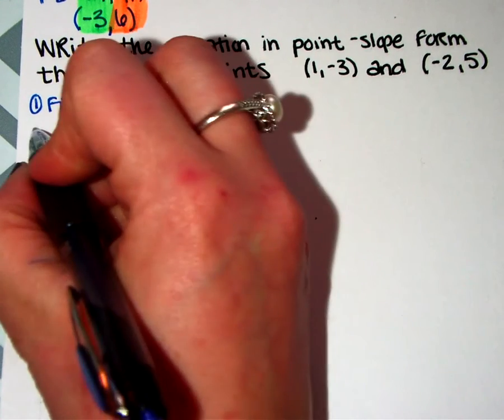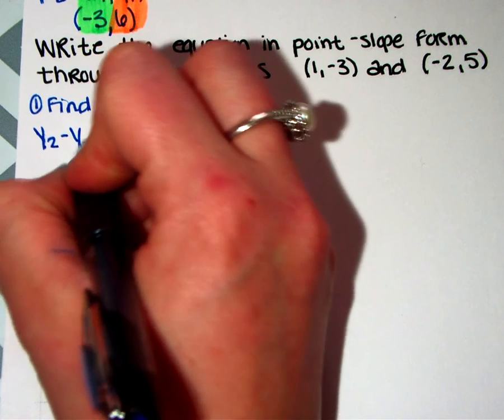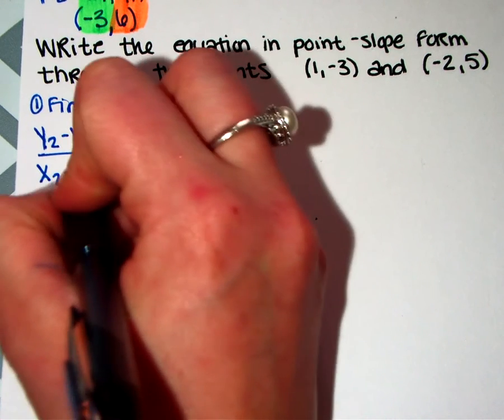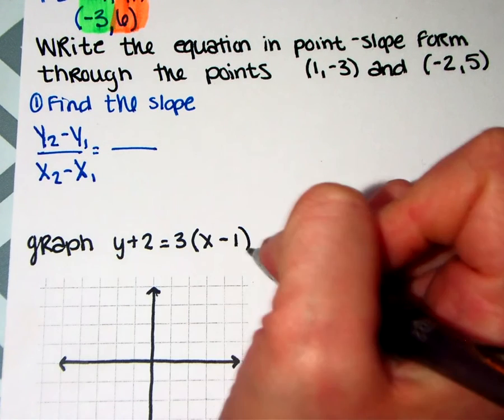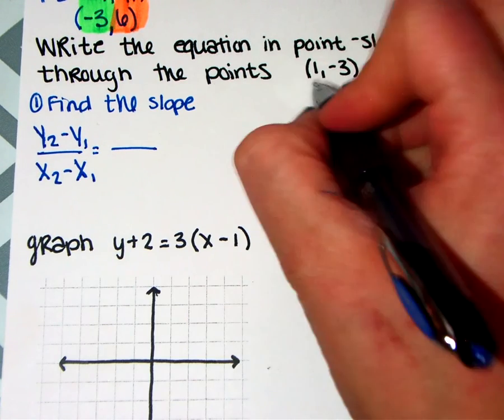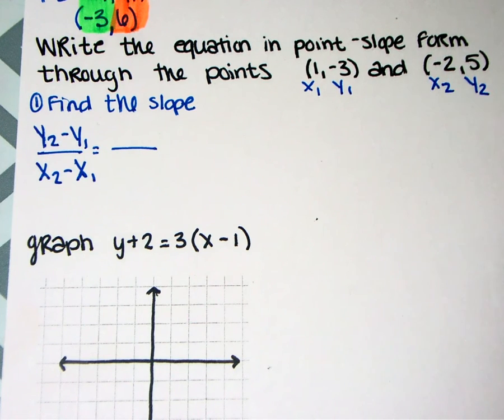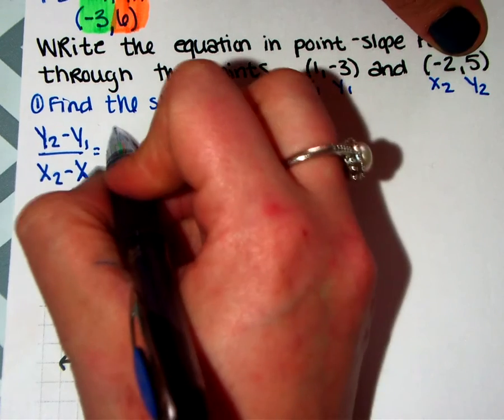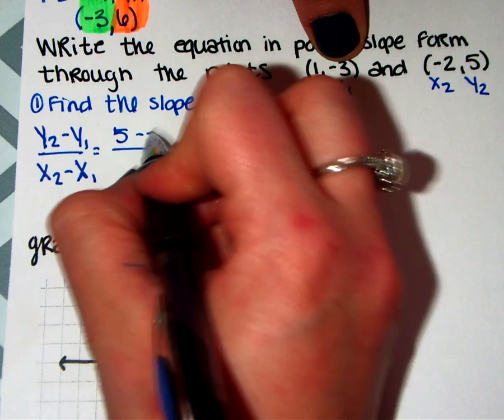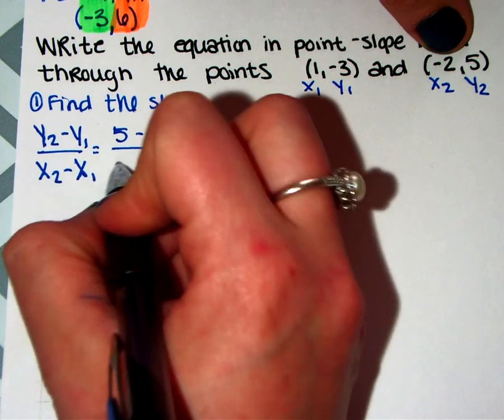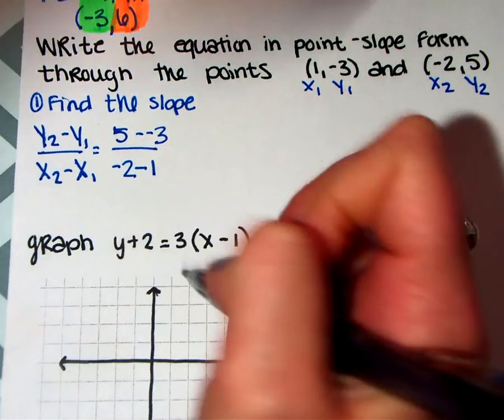So I'm going to go ahead and write my formula because remember, writing the formula is like muscle memory. It just helps you practice. Now I'm going to label x1, y1, x2, y2. Substituting in 5 minus -3 over -2 minus 1.